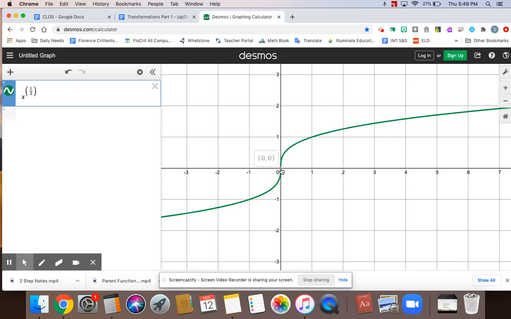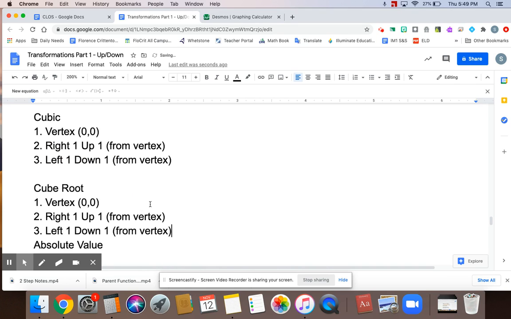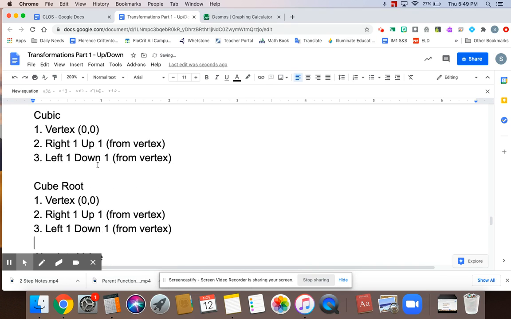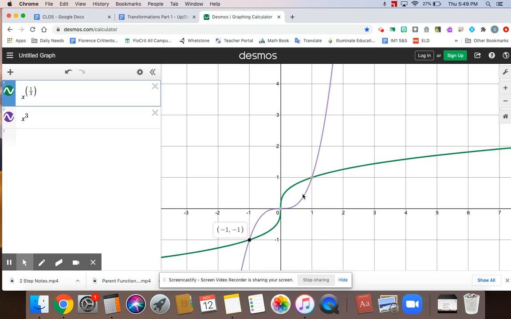For cube roots, there's 0, 0. There's 1, 1, so it goes right 1, up 1. And it also goes left and down, just like the cubic. So cube root has the same 3 points as cubic. The only difference is going to be the shape you make. With cubic, you are going to go up and down, like the purple one, versus going side to side like that green one. But they both have the same 3 points in them. It's just how you draw it after that.